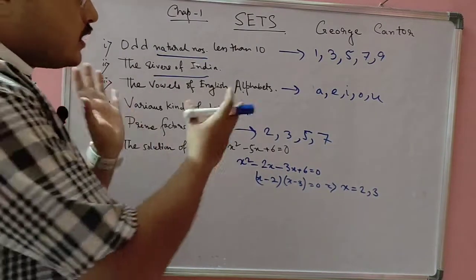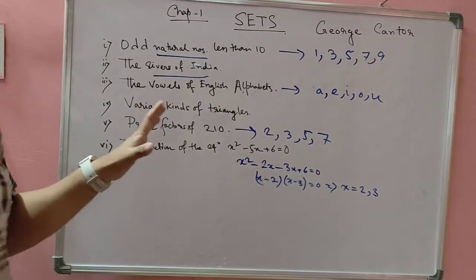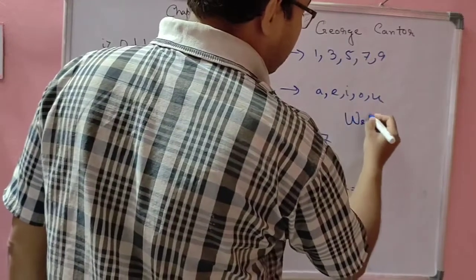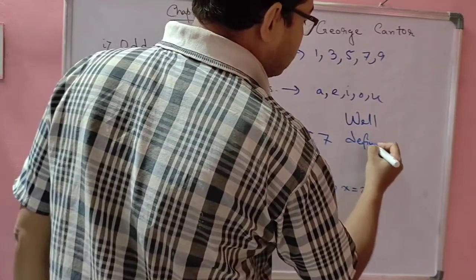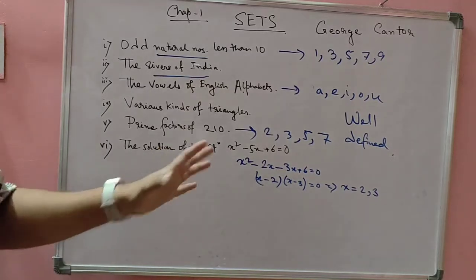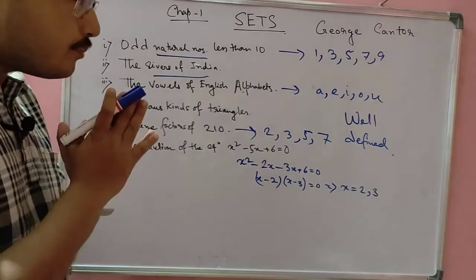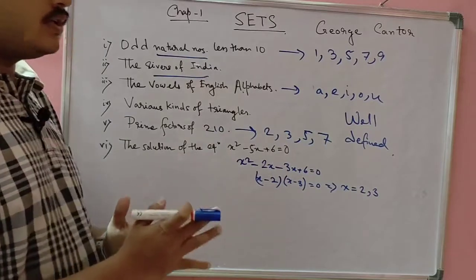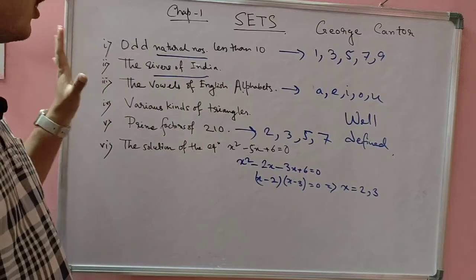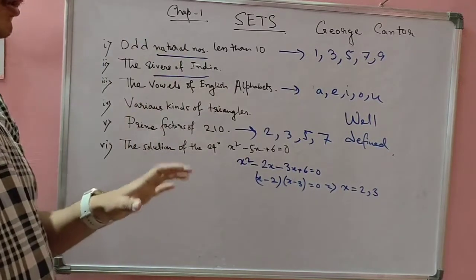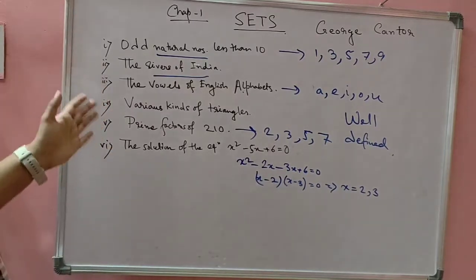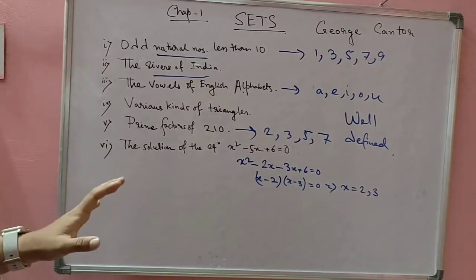So what is special about these collections? The speciality is that these collections are well defined. What is well defined? Well defined means that if we take an element, we can definitely tell whether it belongs to a particular collection or not. Any element we pick, we can say whether it belongs to this collection or not.